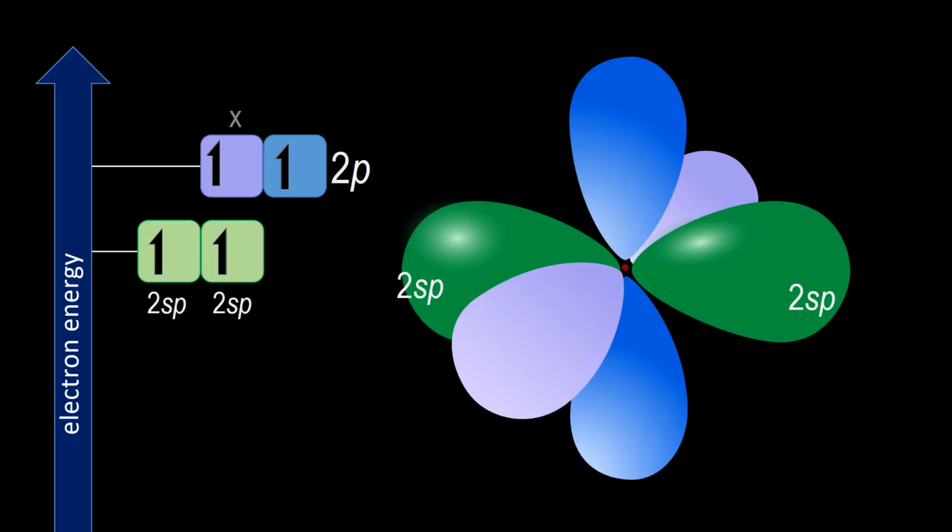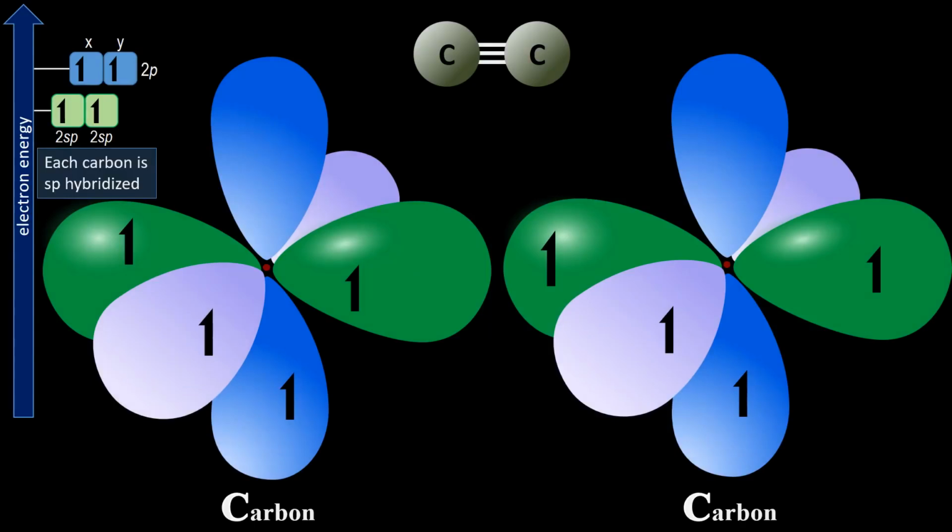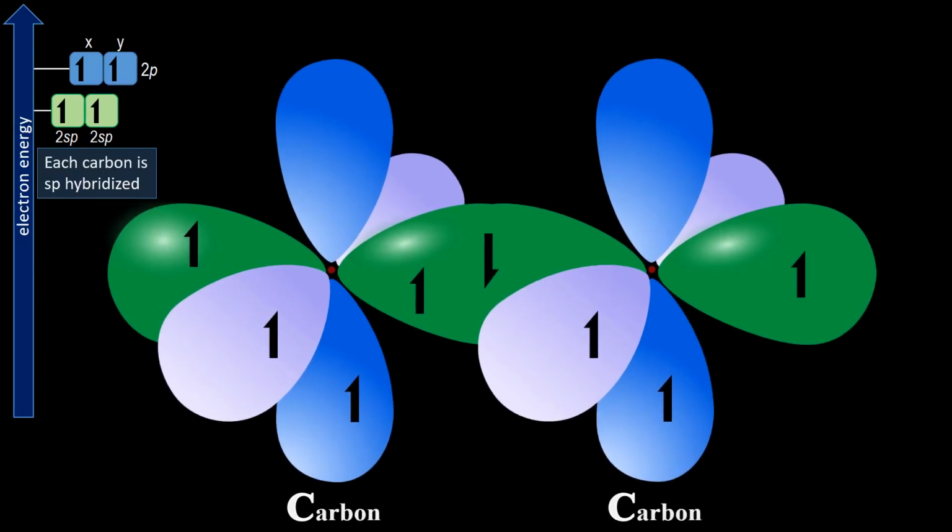And there is also the violet 2px and the blue 2py orbitals. Here each green lobe is a single orbital, and so they each have an electron, while both violet lobes constitute the single 2px orbital with a single electron, and both blue lobes constitute the single 2py orbital with a single electron. The other carbon in C2H2 also has that same triple bond, and so it has the same hybridization. Let's see what happens during bonding.